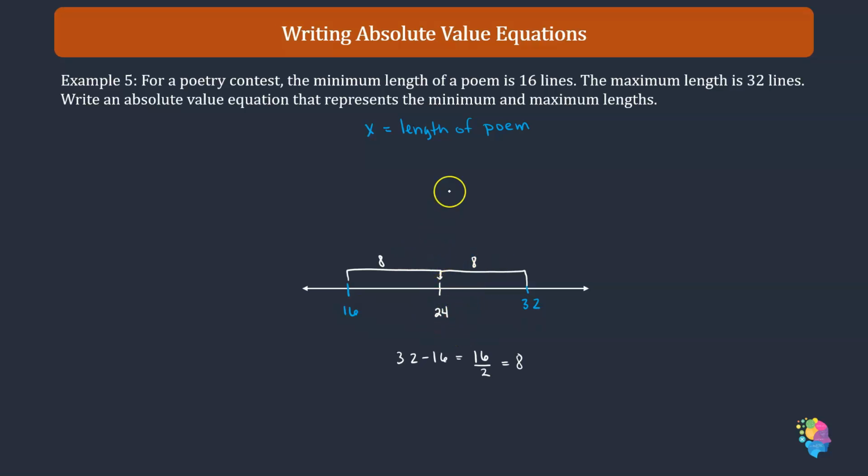So the distance from 16 and 32 to the middle number is 8. So 8 represents the distance. That's what the absolute value will equal to. So that means that the minimum and maximum length of the poem from the middle is going to be a distance of 8. So then the expression will be x minus 24. And we can read this as the distance from x to 24 is equal to 8.